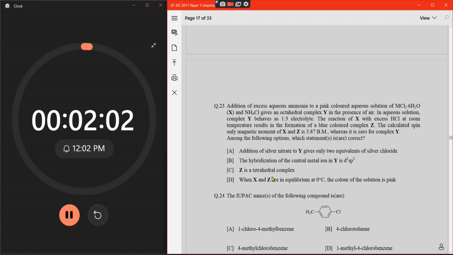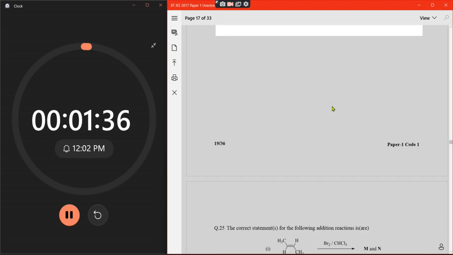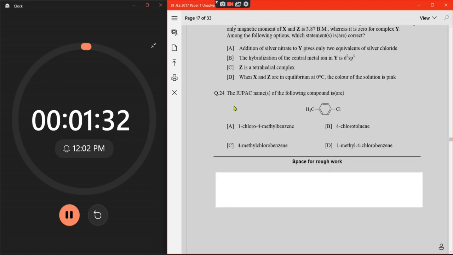Z is a tetrahedral complex. Where is Z? Okay. Right, HCl was formed in it. Then it gives blue colored complex Z. So, tetrahedral. Okay, that's new now. I don't know. Just move on. Just move on, of course. The IBC rule is done. So 24 is done. I mean, we don't know how to answer this.